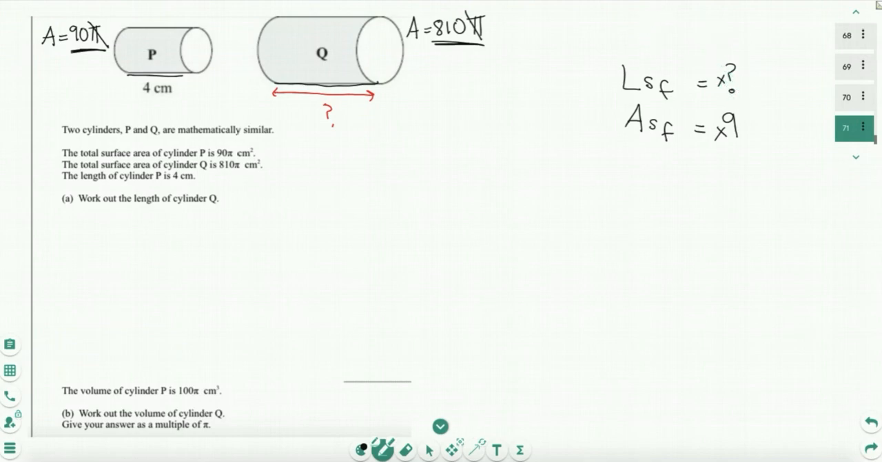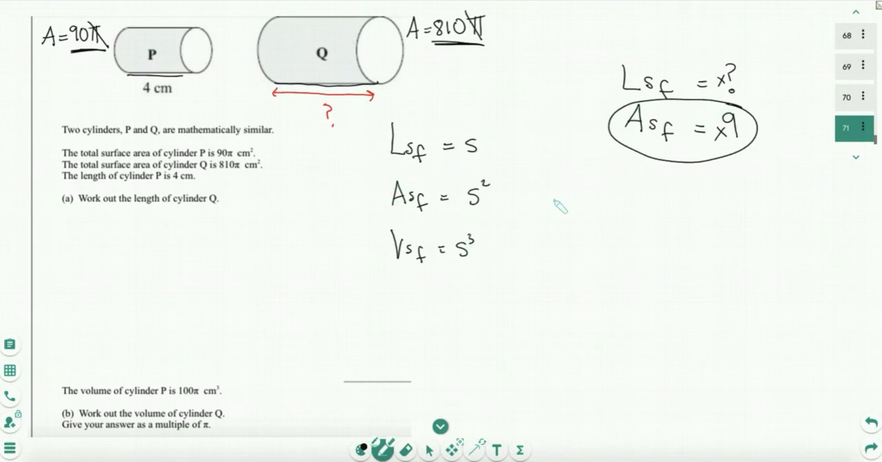So how do we do this? We have to work backwards a little bit. Let's think back to our cheat sheet. If the length scale factor is times s, our area scale factor is length scale factor squared, and the volume scale factor is the length scale factor cubed. In this question, I know what the area scale factor is. So we can say s squared is equal to 9. And we want to find the length scale factor. So we want to find s.